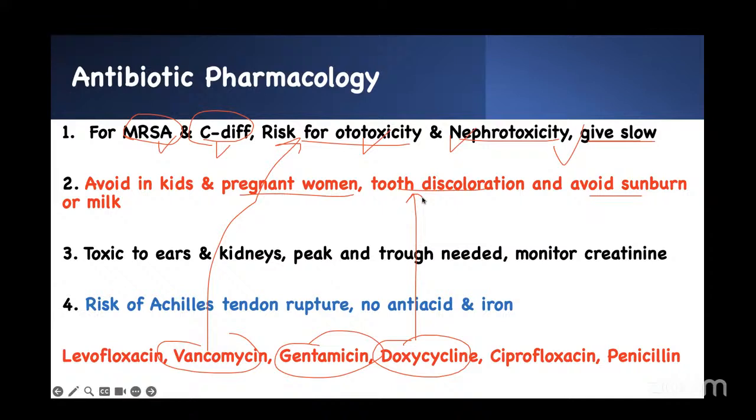The same medication can cause ototoxicity, nephrotoxicity, but you got to check peak and trough, and you got to monitor your kidney function. Why? Creatinine, because it affects kidney function, and you got to check peak and trough so that it doesn't affect your kidney. 2 medications that you need to do, vancomycin and gentamicin. These 2, you need to do that. Kidney function, check the peak and trough, and monitor creatinine. Easy way to know them.